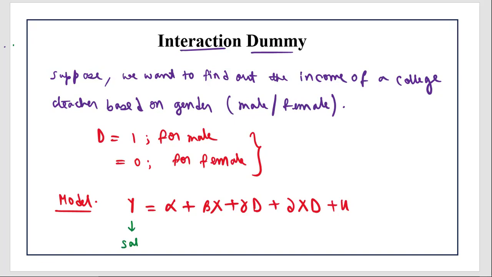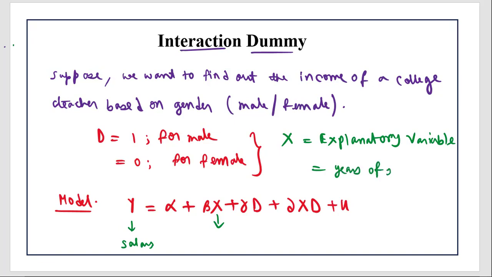So this is the salary of the college teacher, right? Now X here represents the number of years of experience. X is the explanatory variable, which is a quantitative variable. So we have taken this to be the years of experience of the college teacher, right? So this is an explanatory variable which we can basically quantify. This is basically representing the experience of the college teachers.